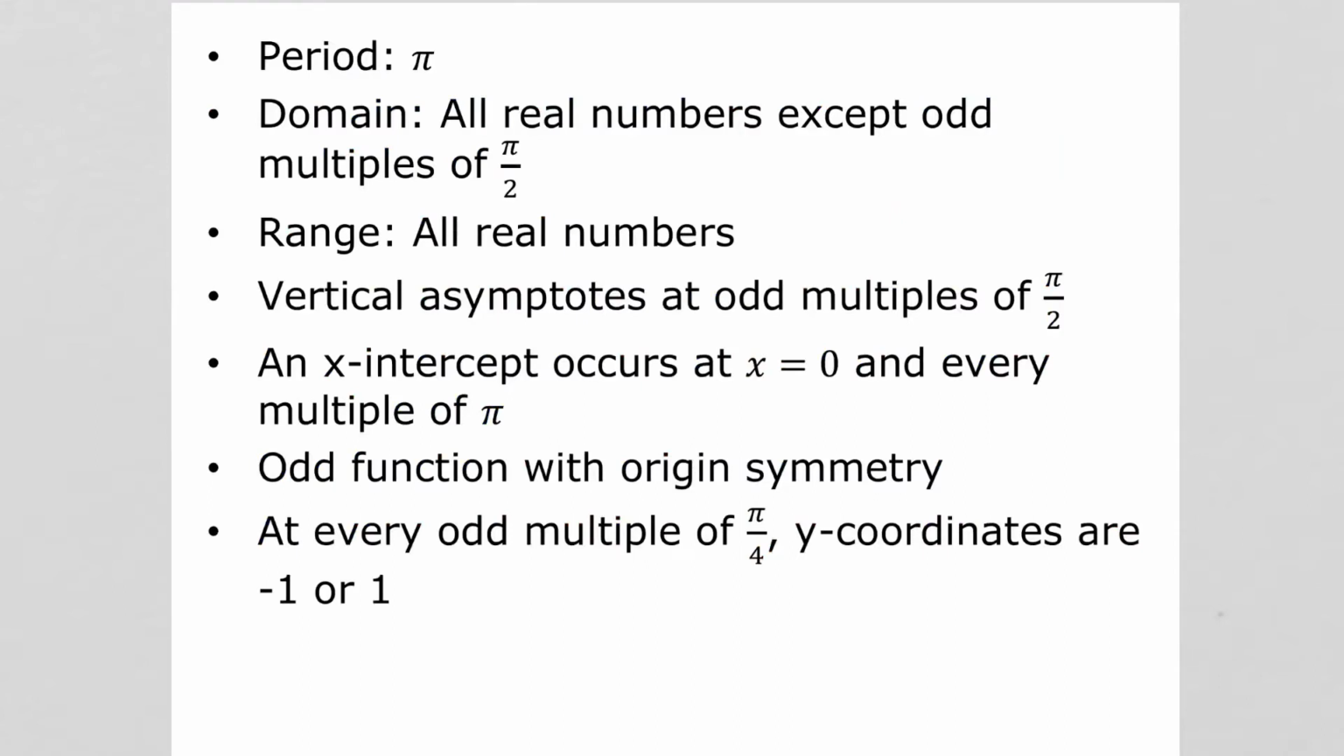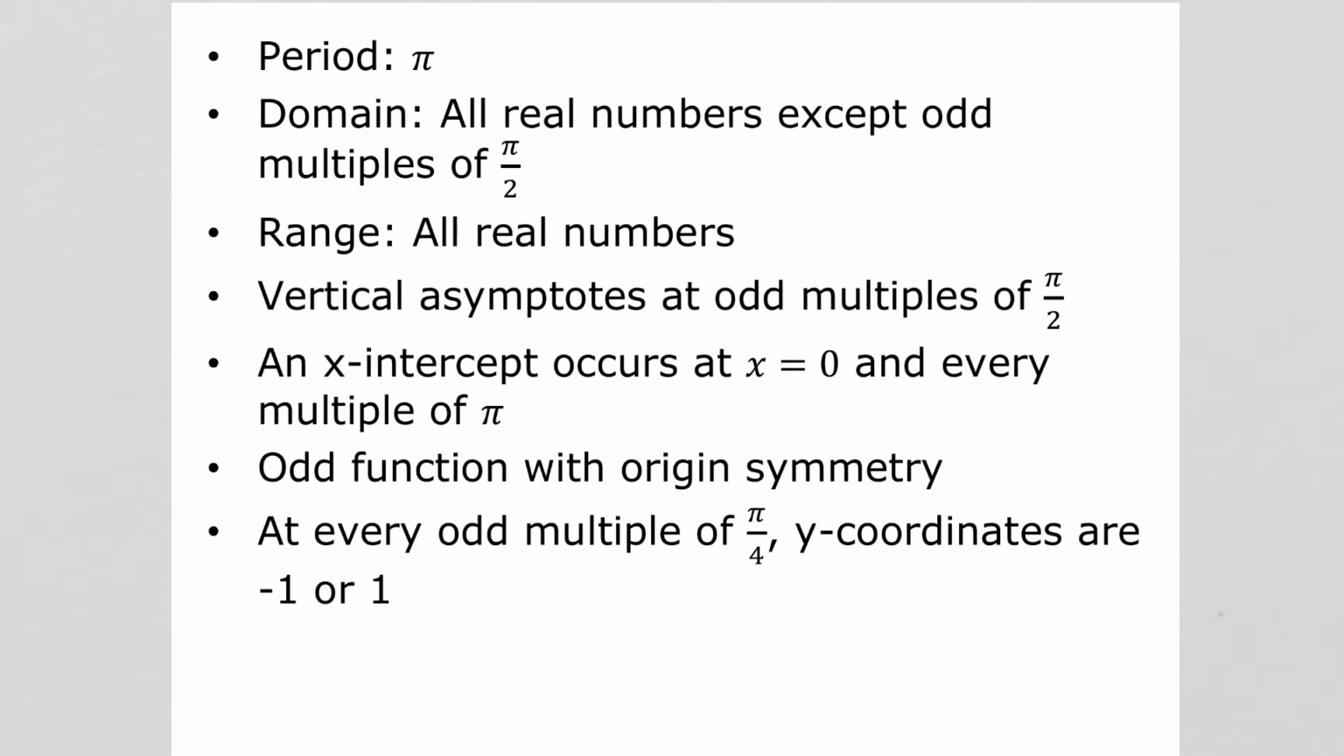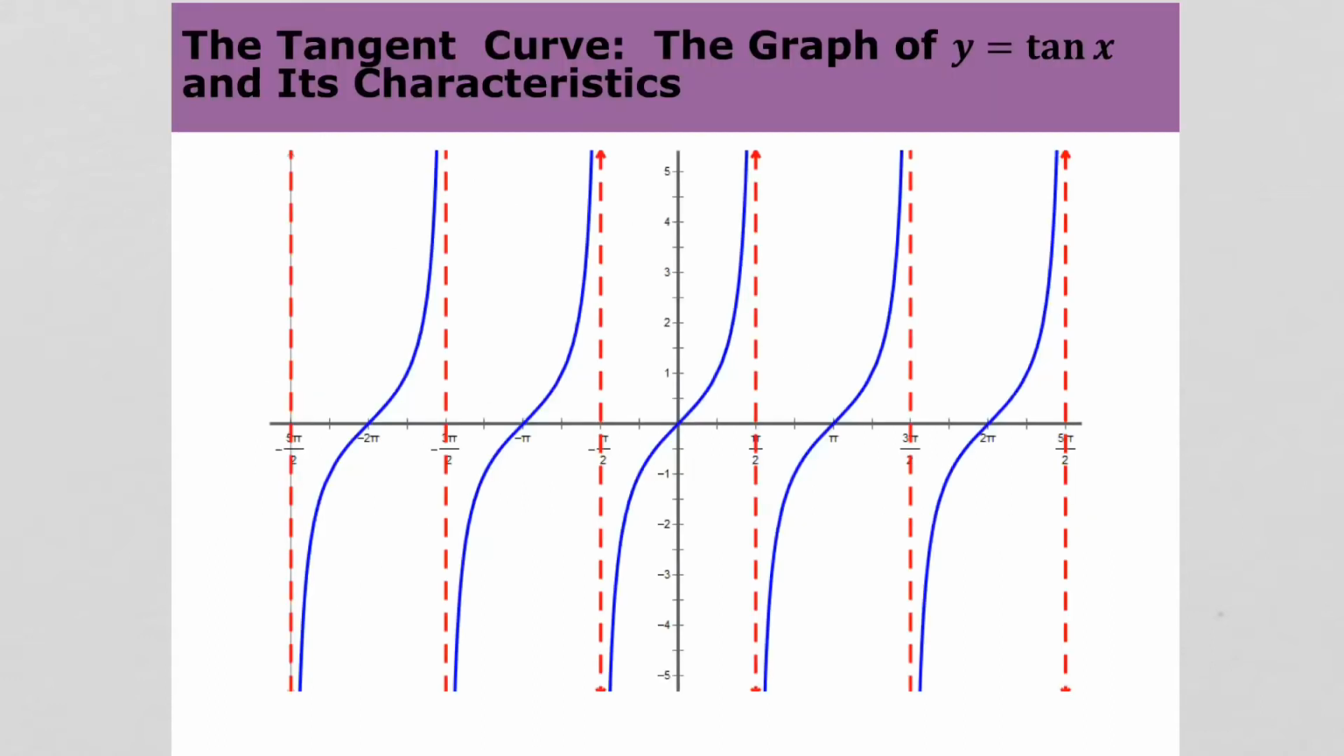The domain is all real numbers except for those odd multiples of pi over 2. The range is all real numbers because it goes up forever and down forever. There are vertical asymptotes at those odd multiples of pi over 2 where it's undefined. And an x-intercept occurs at x equals 0 and every multiple of pi. So here's x equals 0, and then pi, 2 pi, negative 2 pi, and so forth.